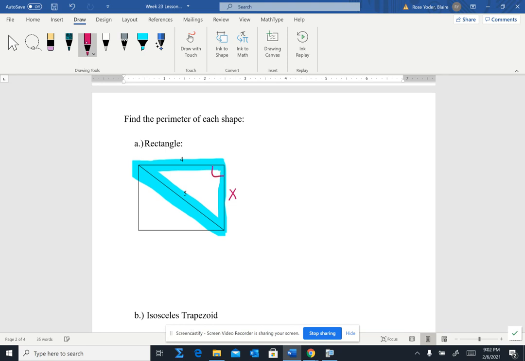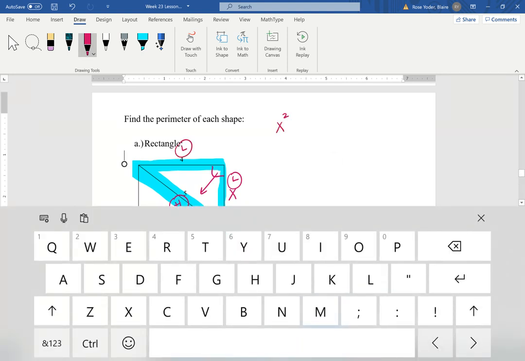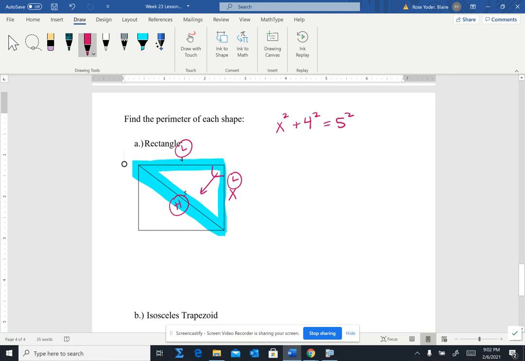And be really careful here. The 5, that one's the hypotenuse. The x and the 4 are the legs. So I'm going to go leg squared plus leg squared equals hypotenuse squared. All right, x squared plus 4 times 4, 16.